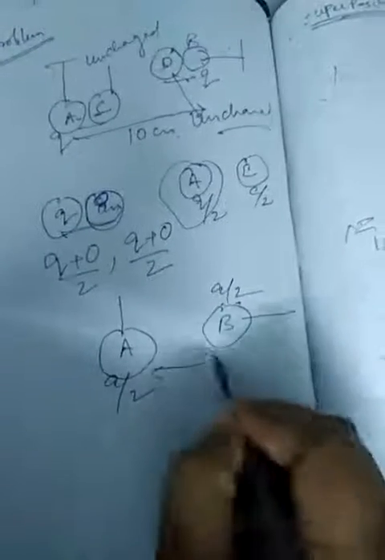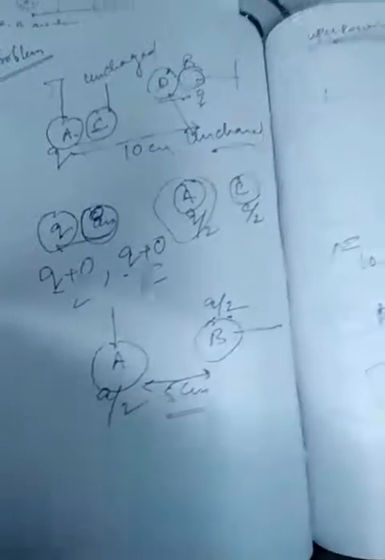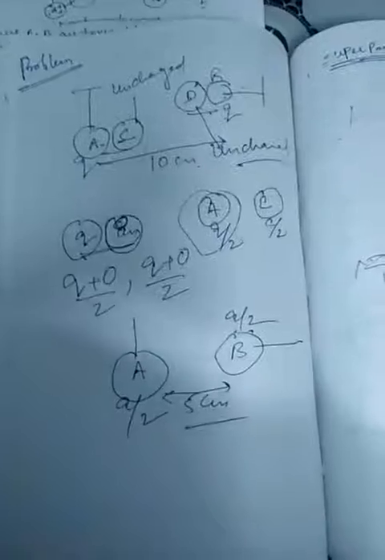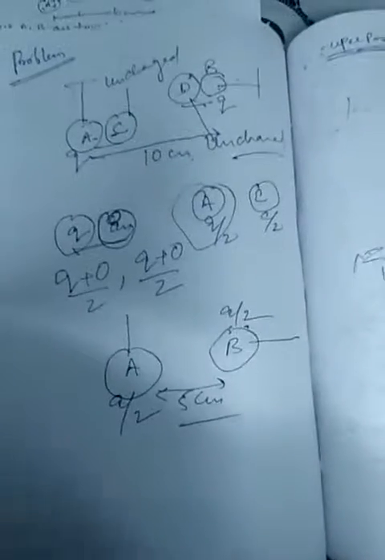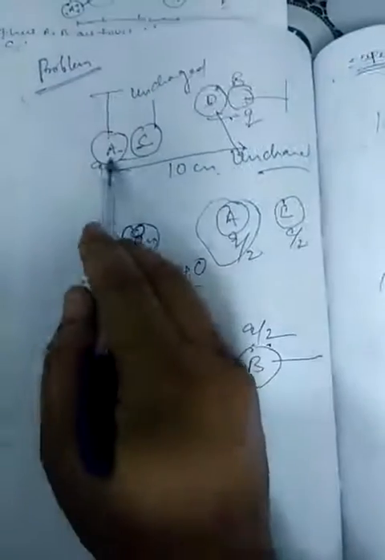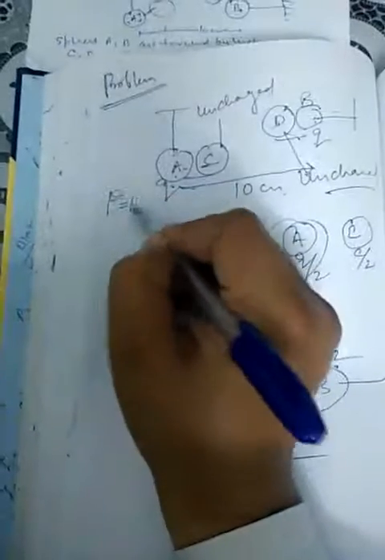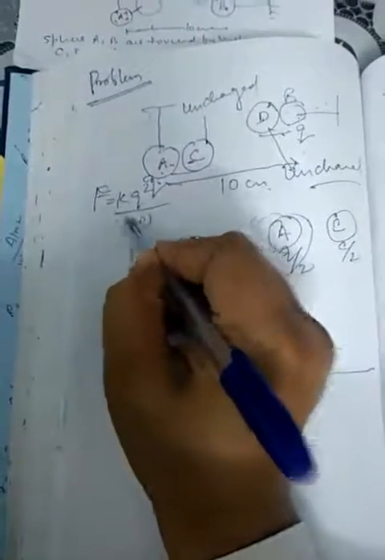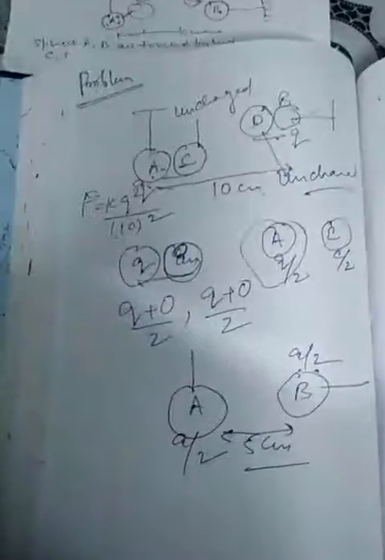And now they are brought closer to each other by 5 centimeter. Now we have to find out the net force between them. First of all, let us calculate the force between A and B at the initial stage. We know that F is equal to kQ square upon distance, which is 10 centimeter, 10 whole square. So that is the force initially.